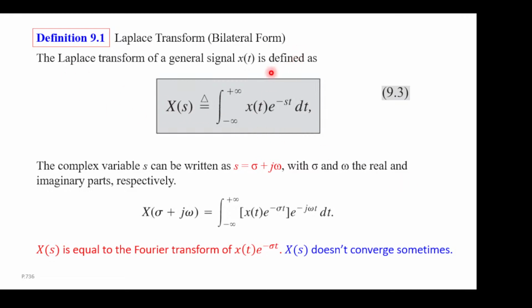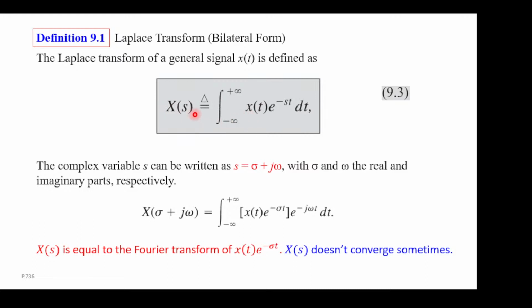Chapter 9 talks about the Laplace transform, and this is the Laplace transform, or at least the one we talk most about. It's the bilateral form of the Laplace transform, and it's a generalization of the Fourier transform, where in the Fourier transform we have e to the minus j omega t. Now we generalize this j omega: the j omega becomes an arbitrary complex number s.